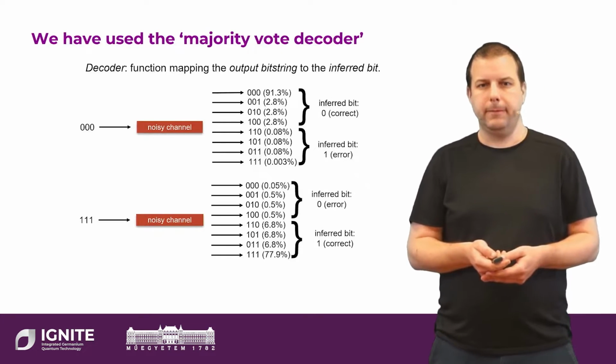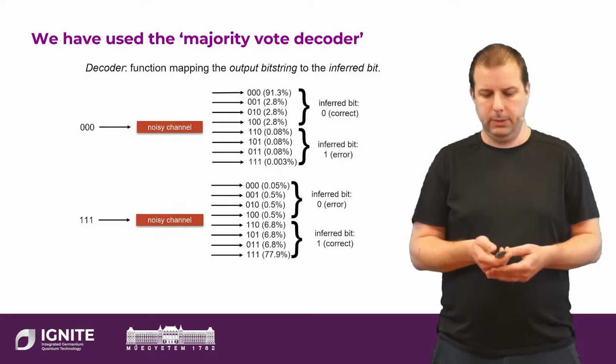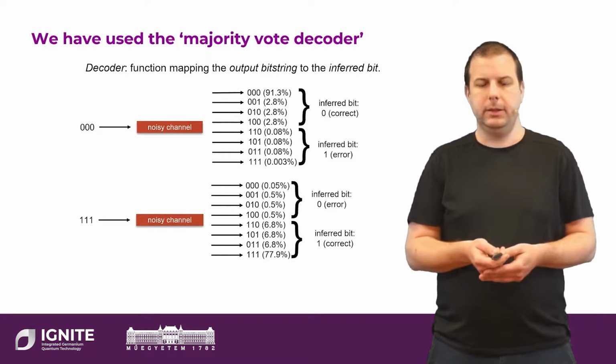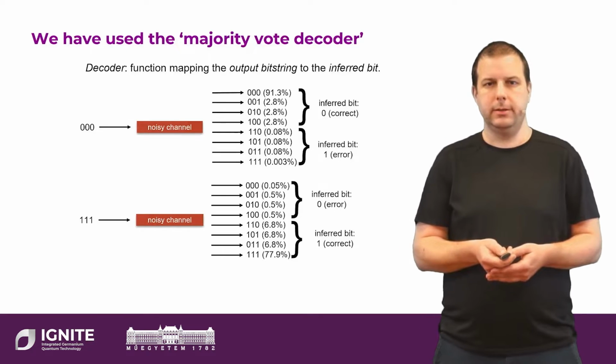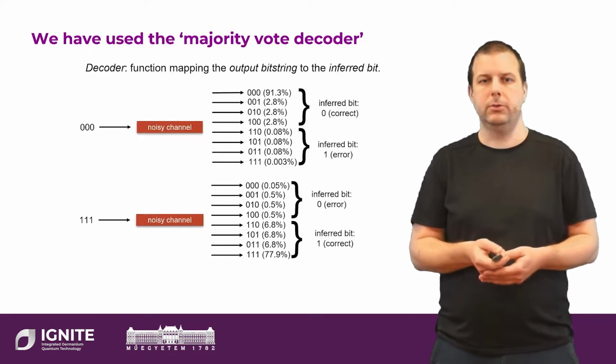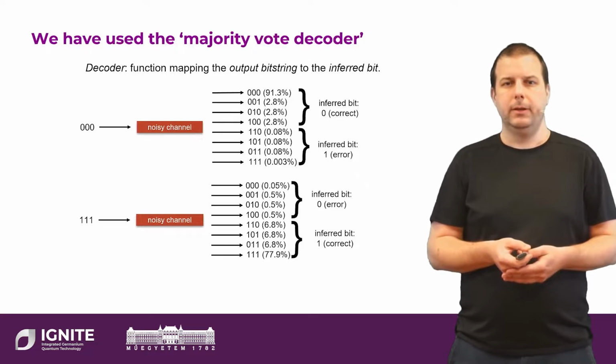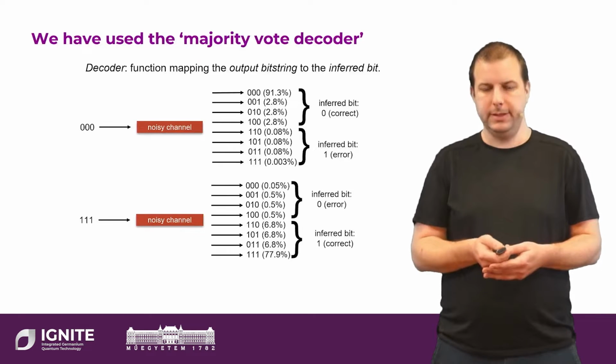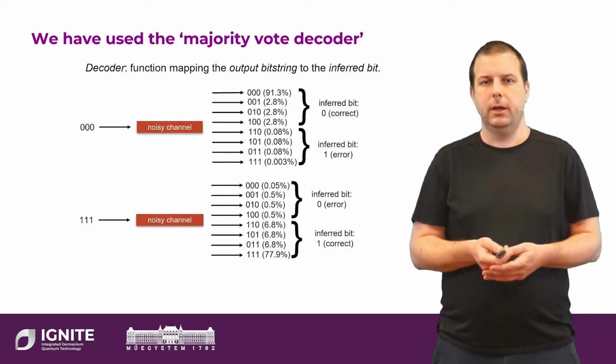Now, implicitly, I was already using the concept of the decoder in the previous slide. The decoder I was referring to is the so-called majority vote decoder. But in general, of course, you can have many ways to infer the bit value from the bit strings which you received, and the majority vote is just one option.